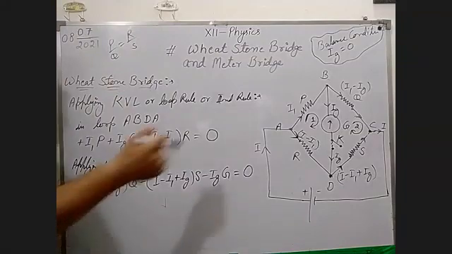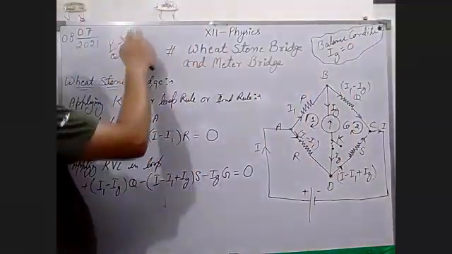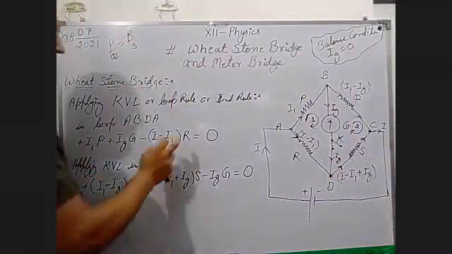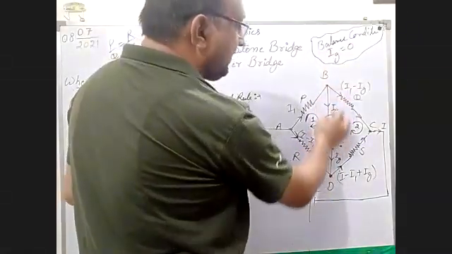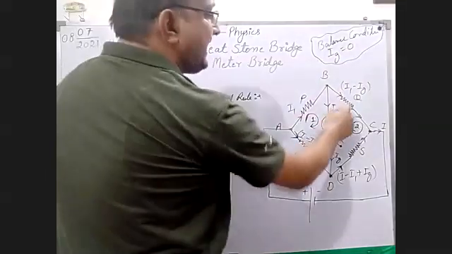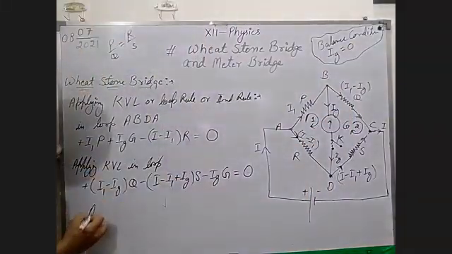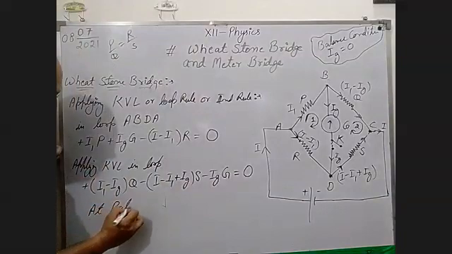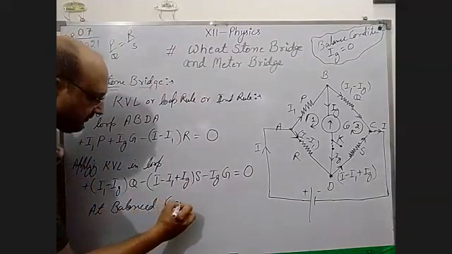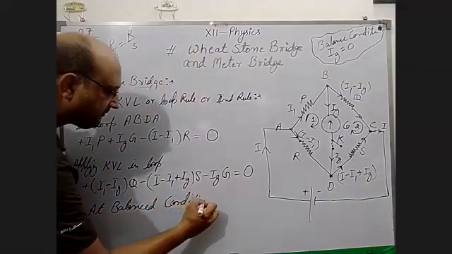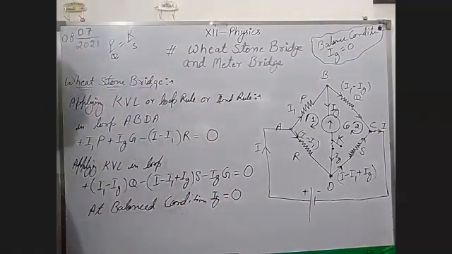Now, at balance condition, we have to prove P upon Q is equal to R upon S ratio. Now here, if condition is balanced, then no current will flow through this, means Ig is equal to 0. At balance condition, no current flows through the galvanometer section, so Ig is equal to 0.